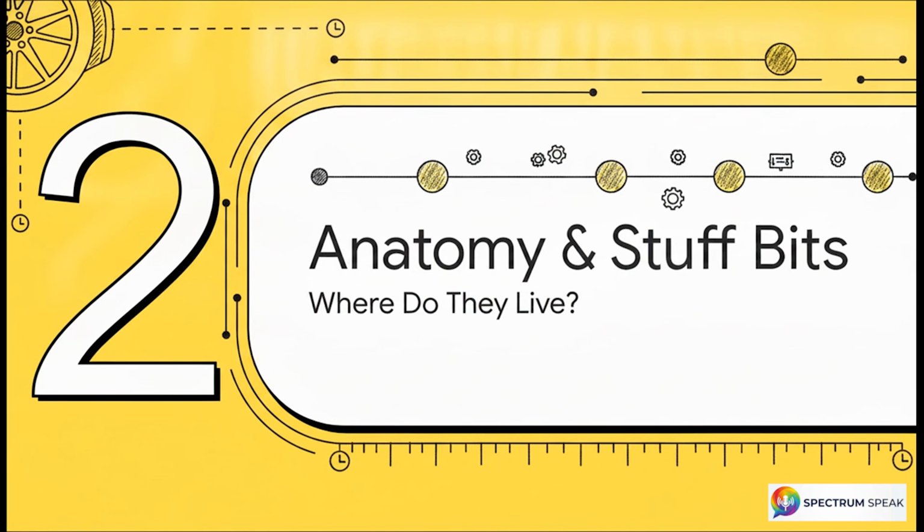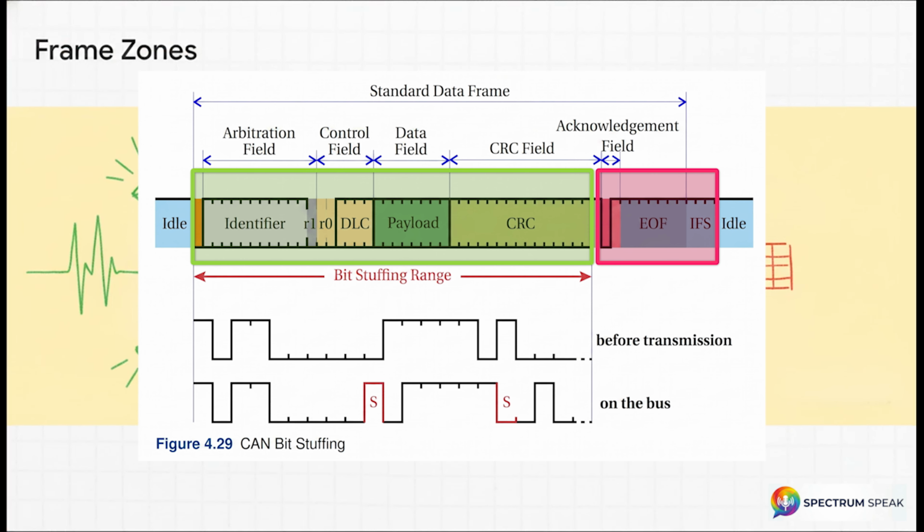Section 2. Anatomy and stuff bits. Where exactly do they live? So if the protocol is constantly injecting these extra drum beats into our data stream, we have to know exactly where they are legally allowed to pop up within a single frame, because every single stuff bit adds physical length to the message, which eats up precious time on the wire. Let's look at the physical anatomy.